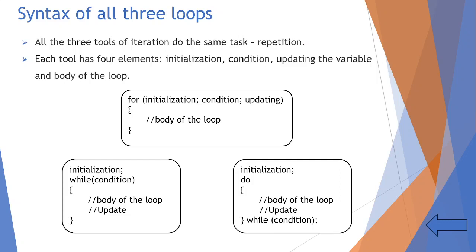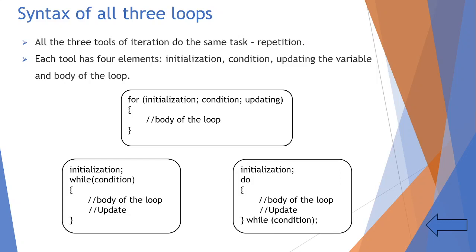Look at the while loop syntax. Initialization at the beginning, only once. Now while, curly bracket to curly bracket, everything in between gets repeated as long as the condition is true. So while, the condition gets checked at the beginning only. If the condition is true, the body of the loop gets executed, then updates the loop control variable. Now again checks the condition. For and while work like this only. Condition gets checked, body of the loop, updates. Again condition gets checked, and so on and so forth.